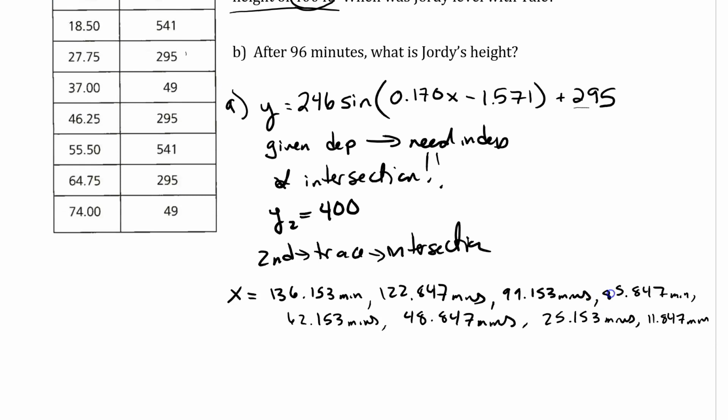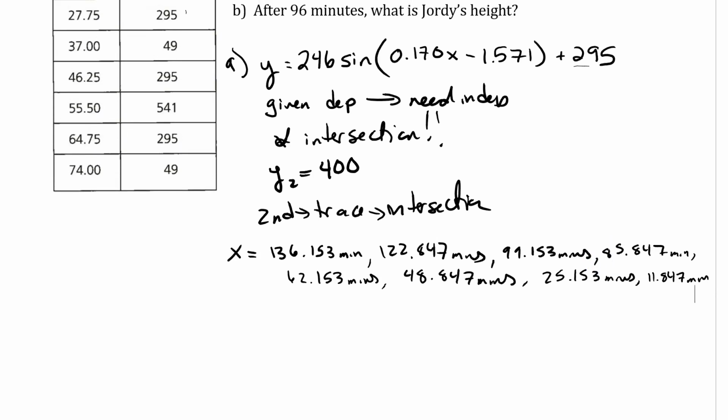All right, so part B, saving the easiest for last. And just for the record, this is the last example that you're going to be doing for this entire course. That should feel real good. So it says after 96 minutes, so we're given our independent, and we need the dependent. So we're going to use value. After 96 minutes, what is Jordy's height?